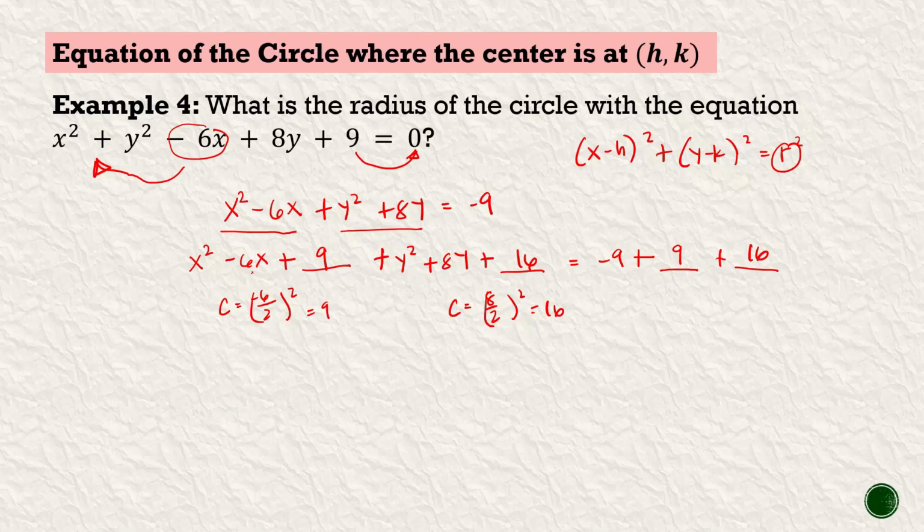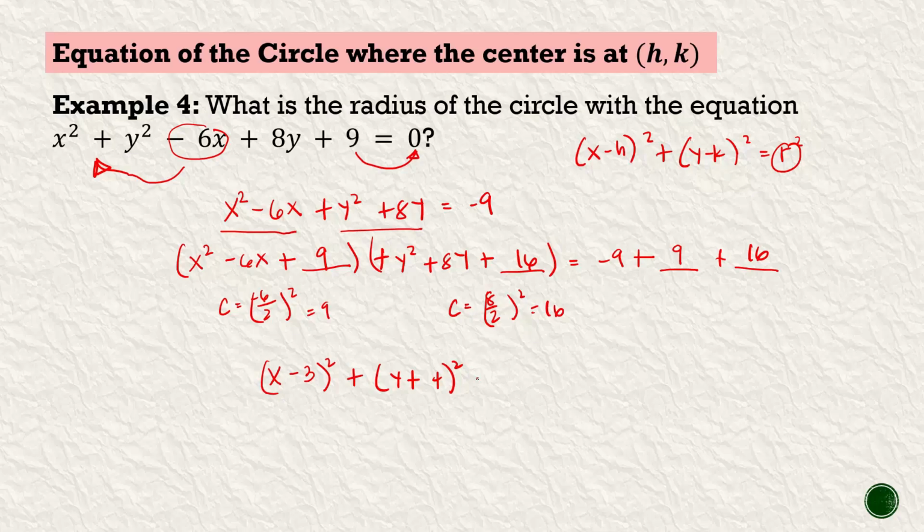Now we will factor this. So x squared minus 6x plus 9, that's a perfect trinomial square, and the equivalent of that is (x minus 3) squared. The square root of 9 is 3, and the middle term is negative, that's why we have a minus. And then plus (y plus 4) squared. The square root of 16 is 4, and it's a plus 4 because we have a plus 8 in the middle.